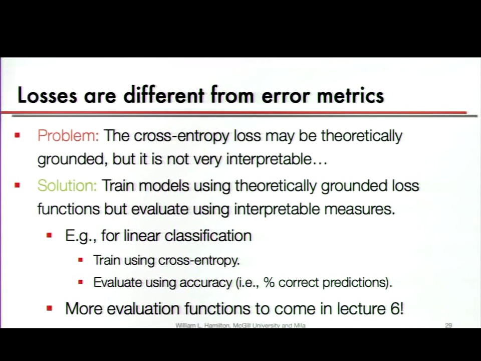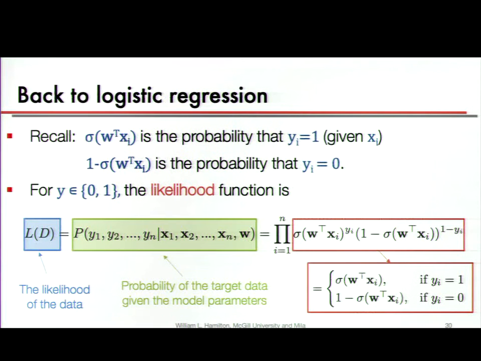Now, that's a hard thing to optimize, again, because it's not a nice differentiable function, but if we want to tell somebody how well we're doing, we're not going to say that my model has a cross-entropy loss of 0.2. We're going to say I have an 80% accuracy. And we're going to have half a lecture on evaluation functions in lecture 6. Okay, so back to logistic regression, bit of an aside there.